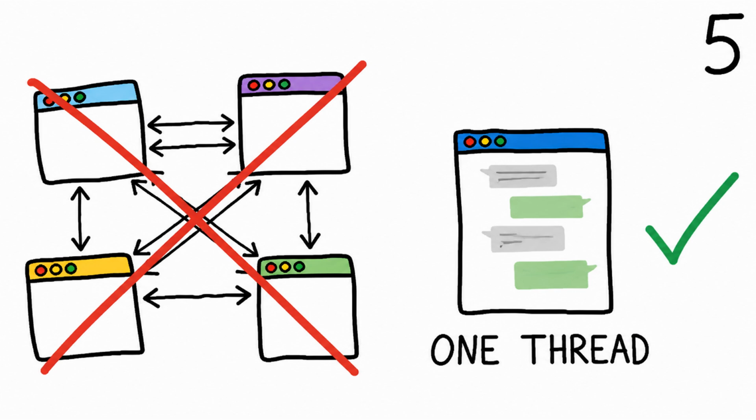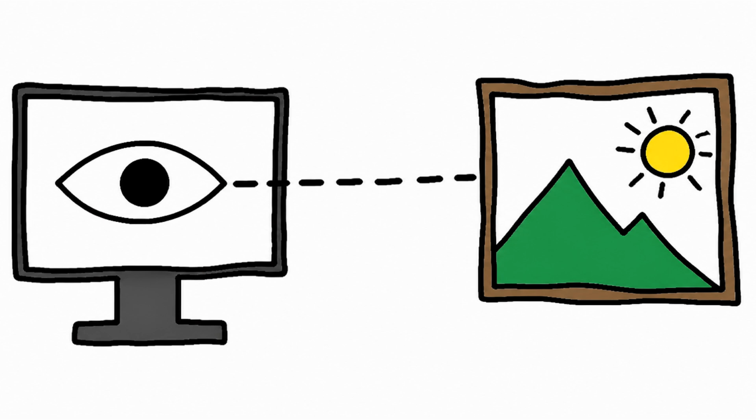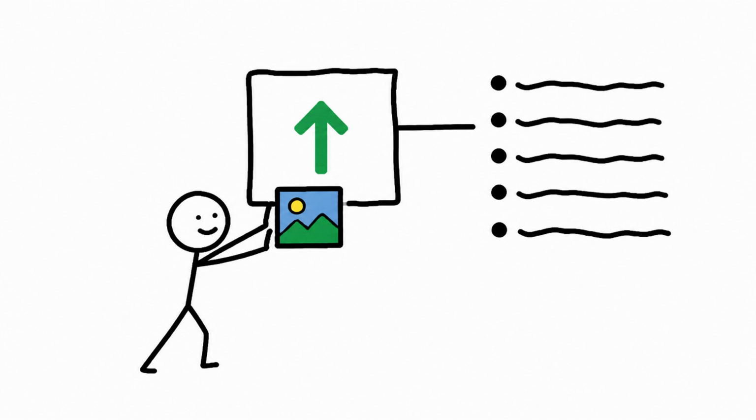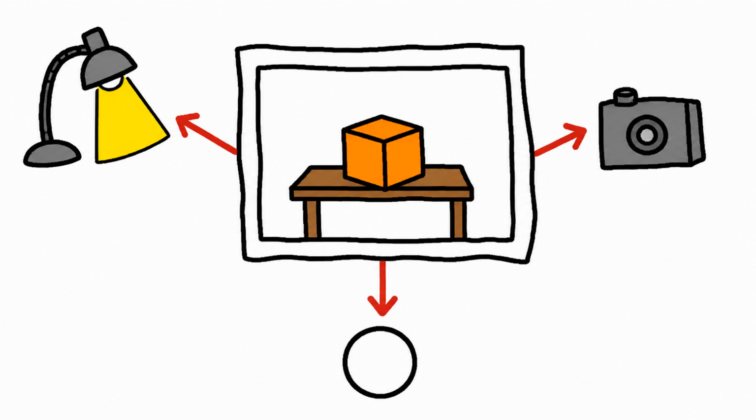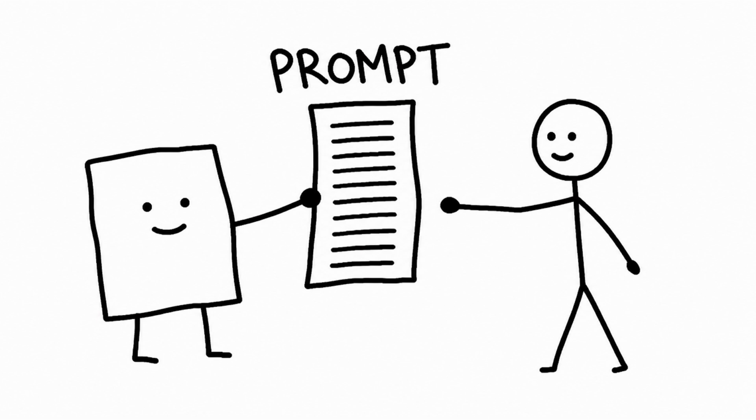Method 5 is the one I use most, and it does not produce a single image. Claude can see. Upload any image and it will tell you exactly what is in it. So, take an ad you wish you had made. Upload it. Ask Claude to break it down into a generation prompt. Lighting setup, camera angle, lens, depth of field, color grade, composition, mood.